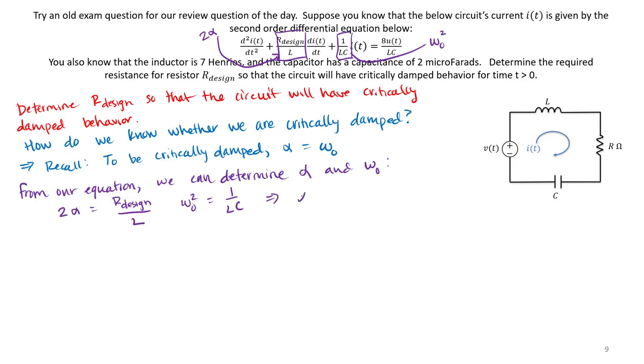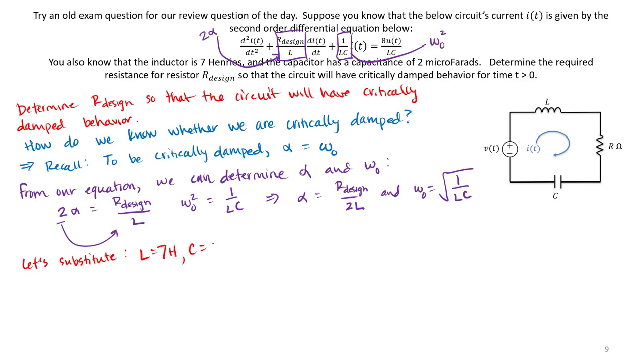So in this case, we can determine that alpha must equal R design divided by 2L. Just move that 2 to the right-hand side. And omega naught must be equal to the square root of 1 over LC. Let's go ahead and substitute the other values that we know. We know that L is equal to 7 henries, and C is equal to 2 times 10 to the minus 6 farads.